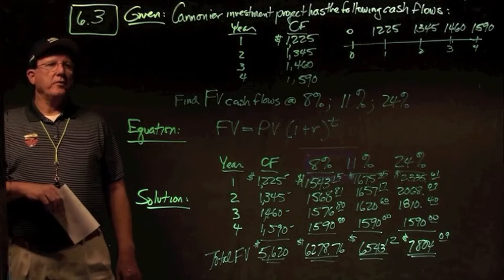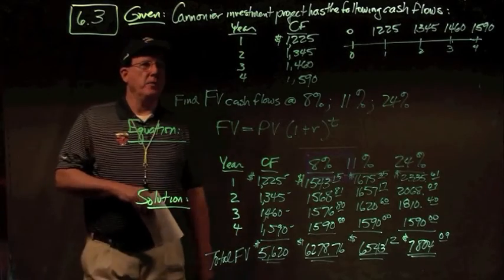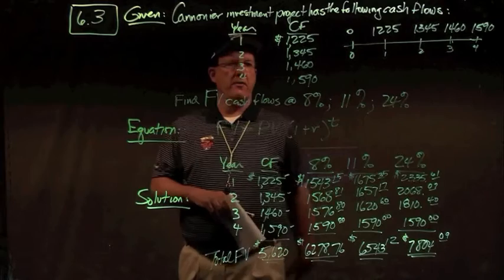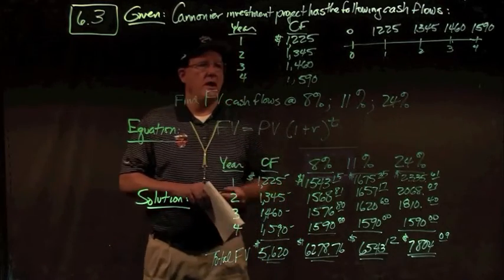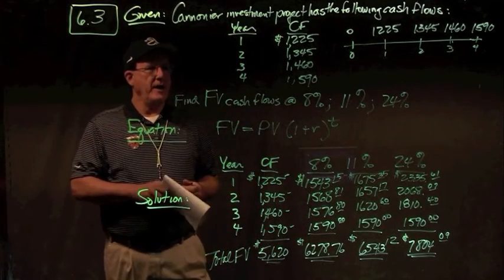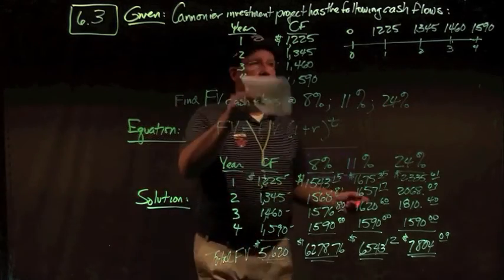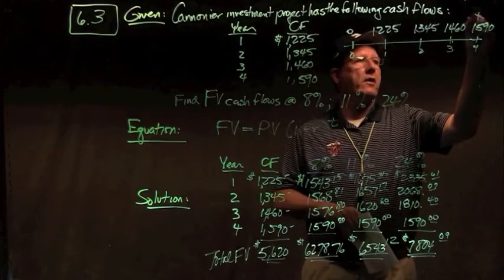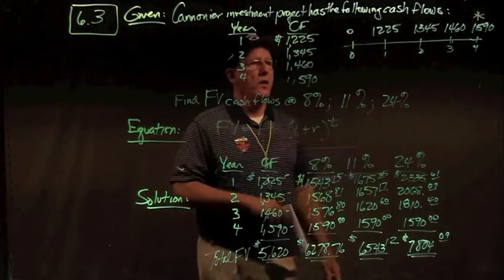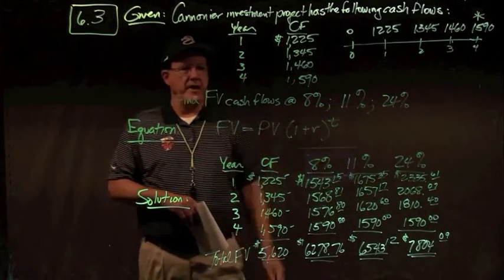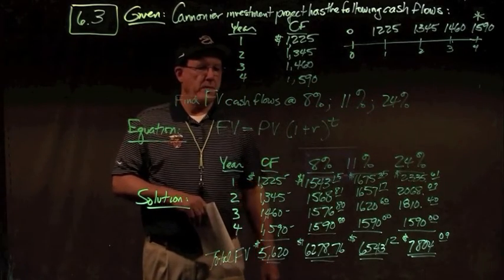In problem 6.3, we're given that Cannoneer investment project has the following cash flows: $1,225, $1,345, $1,460, and $1,590 in the 4th year. They want to know what is the future value of these cash flows out here in year number 4. So again, this time we're doing future value. So we're going to use the formula future value equals present value times 1 plus R to the T.